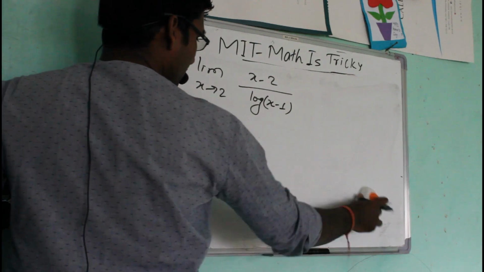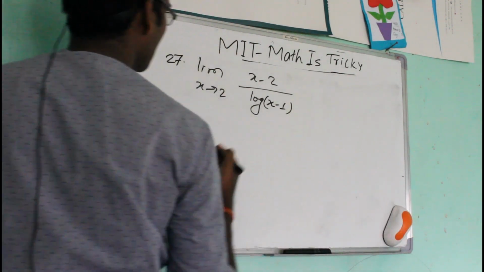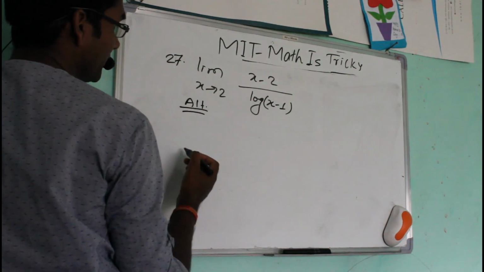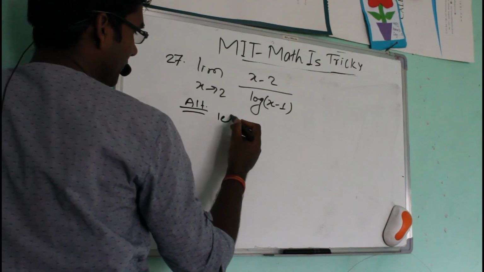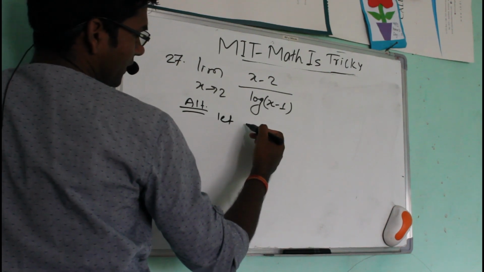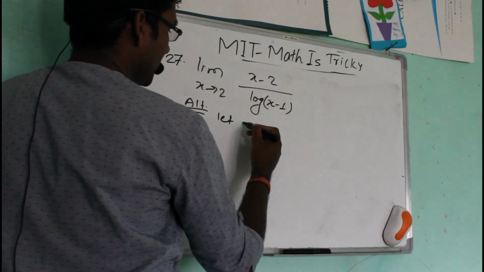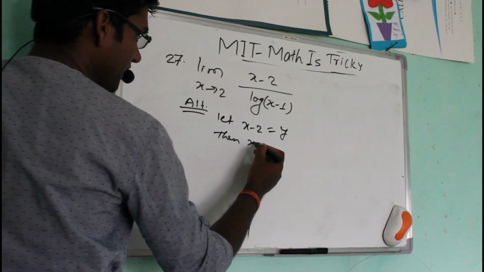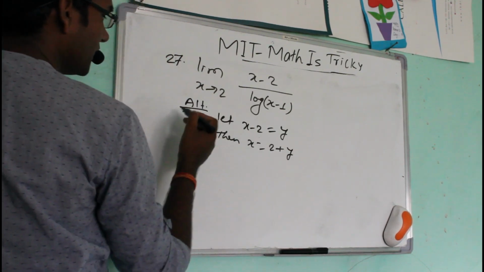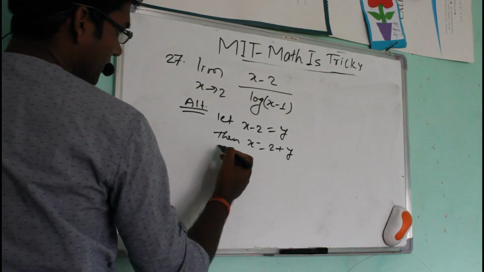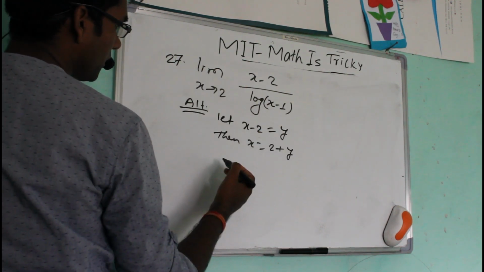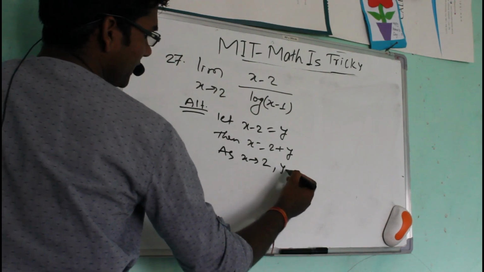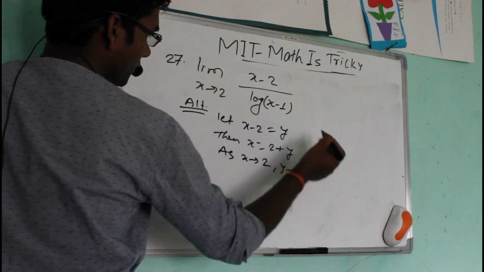For this problem, one more method I'm sharing here. This can be solved by another method also, that is by substitution. How can we solve this? So let's suppose x minus 2 as y. If we suppose x minus 2 as y, then what do we get? x equals 2 plus y. As we are changing the variable, let's change the limit also. As x tends to 2, y tends to 0. Put 2 here, so it will be 0.